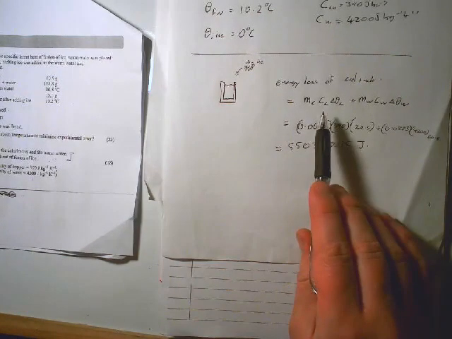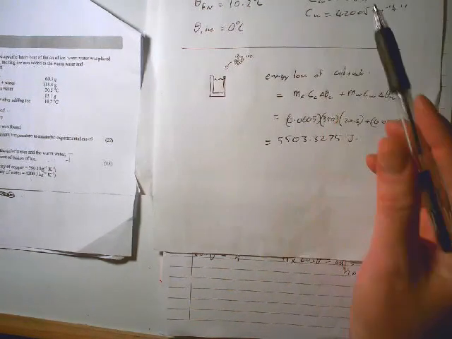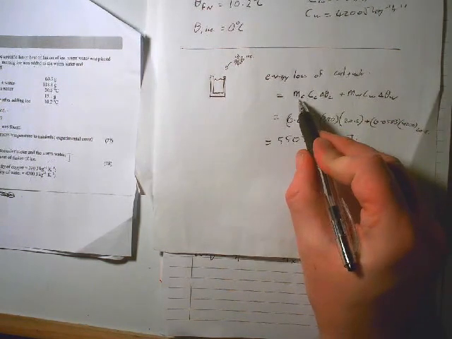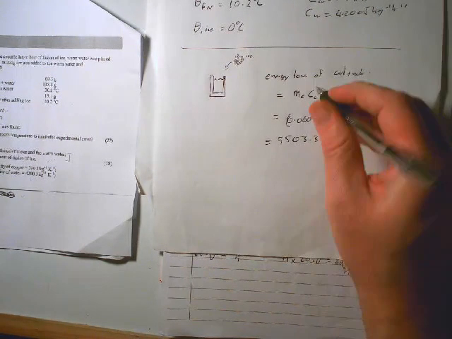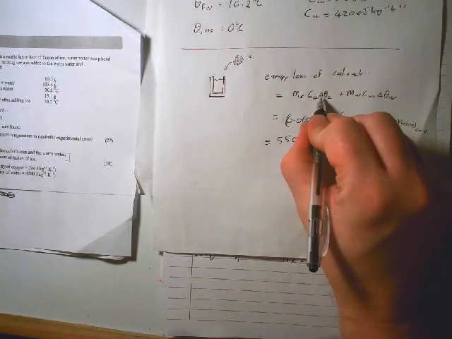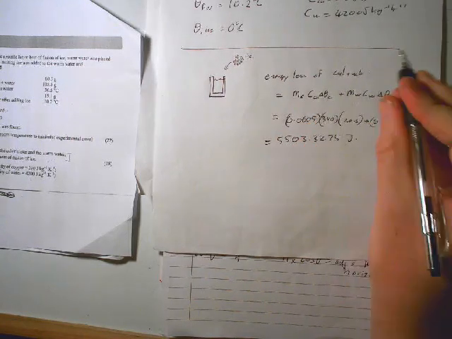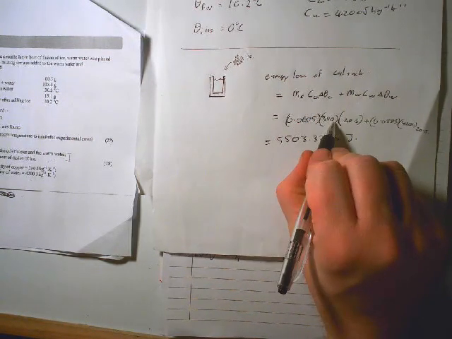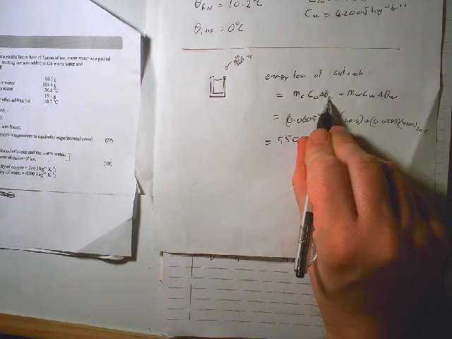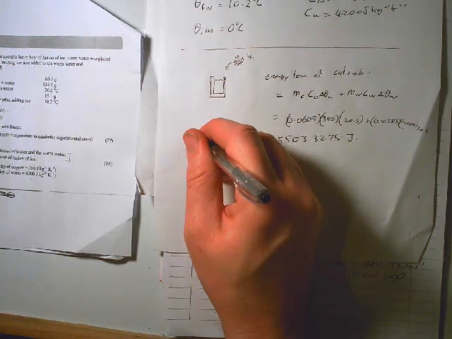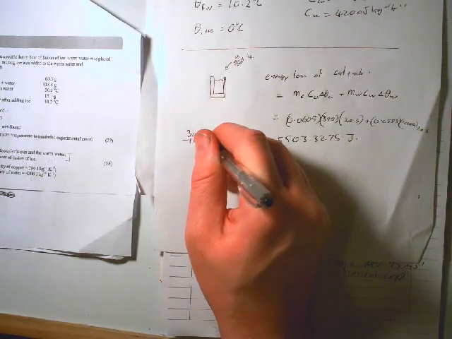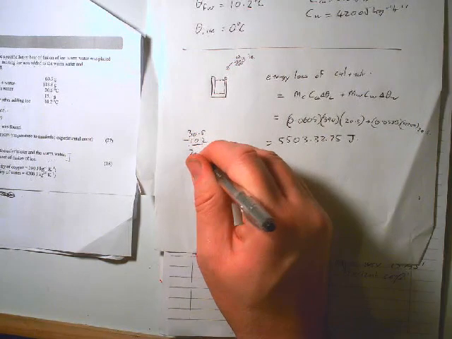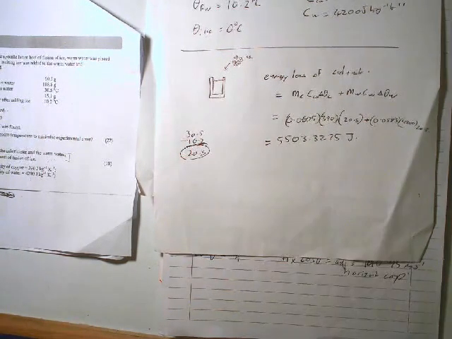Okay, so first part of the question, what is the energy lost by the calorimeter and the warm water? Well, the energy lost by the calorimeter is the mass of the calorimeter times the heat capacity of the calorimeter times the change of temperature of the calorimeter. That's going to be the mass of the calorimeter, 0.065, times the heat capacity of copper times the temperature change, and it went from 30.5 to 10.2, so it's a temperature change of 20.3.